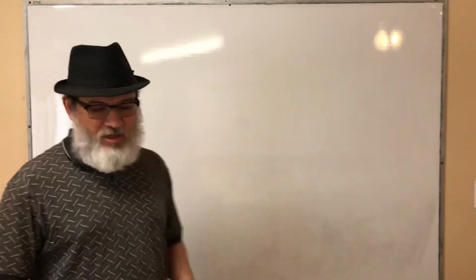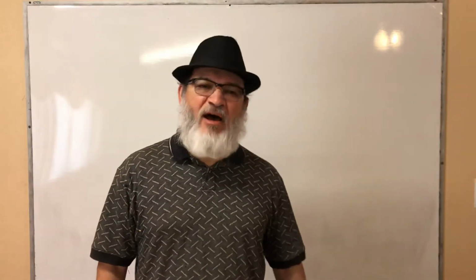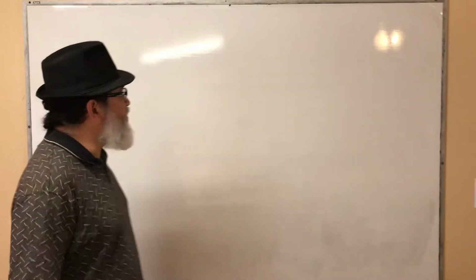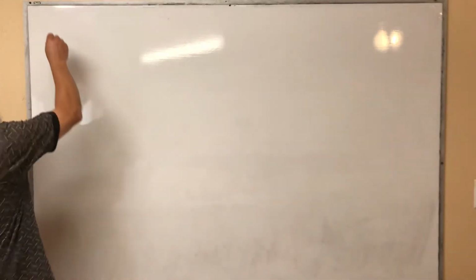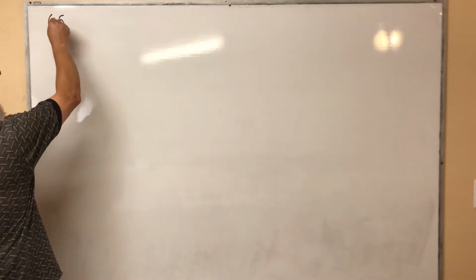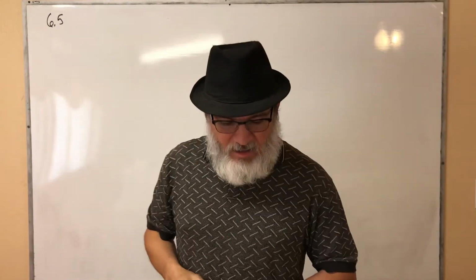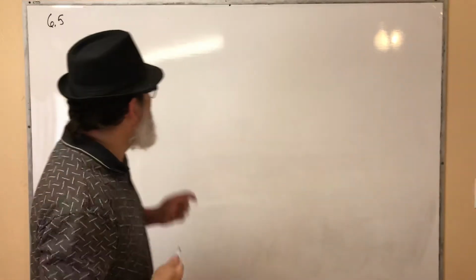Today we're going to do section 6.5, 6.6, and 6.7. Okay, 6.5 is the following. 6.5 is going to be dividing polynomials.